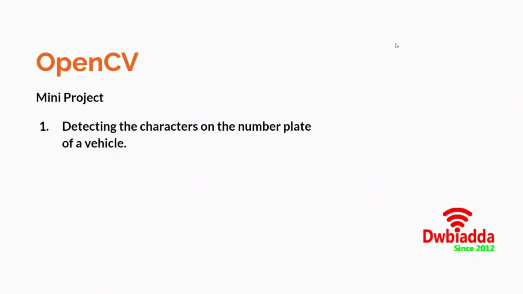Hello everyone, welcome back to the lectures on computer vision. In the last lectures in OpenCV, we were doing a mini project in which we were detecting the characters on the number plate of a vehicle. We extended it to suppose we have n number of cars in an image and we want to get the characters written on the license plate of each and every car without manually reading each and every image one by one. So how will we be doing that? We'll be talking about that.